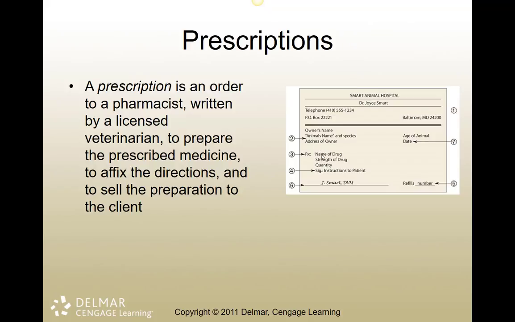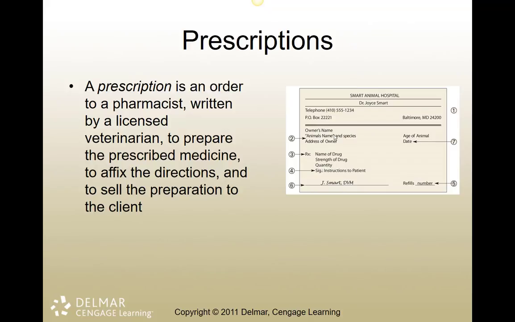I have to have the name of the drug, the strength, the quantity. I have to have instructions, which is called SIG for use of patient. I have to have the number of refills. I have to have the date that the prescription is filled out, along with the age of the animal. And finally, I have to have the signature of the veterinarian here.